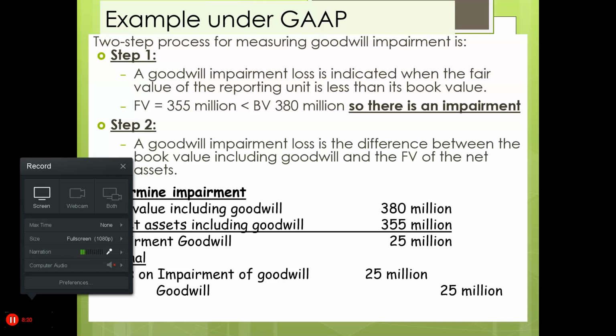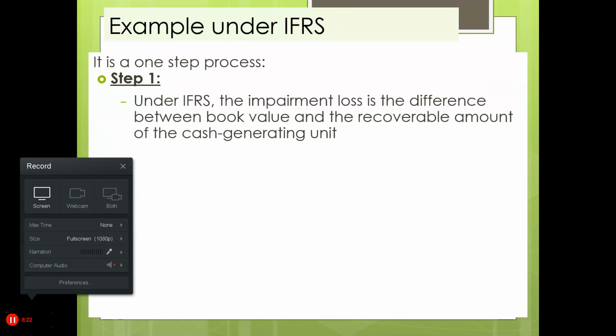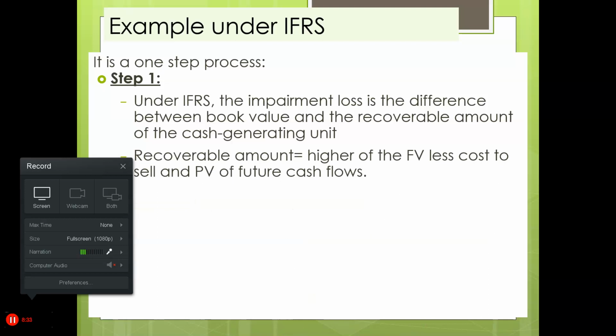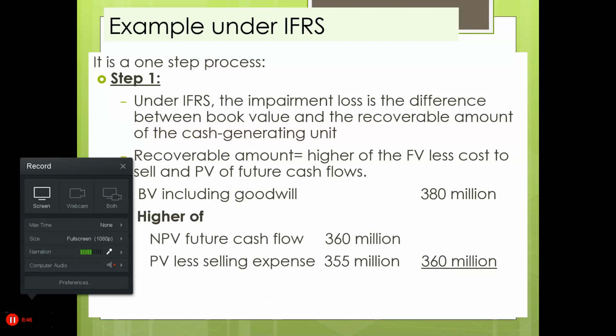Now, what does it look like under the international standard? Under IFRS, the impairment loss is the difference between the book value and the recoverable amount of the cash generating unit. Recoverable amount equals the higher of the fair value less cost to sell and the present value of future cash flows. So, the book value including goodwill is $380, and we're going to pick the higher of the present value versus the fair value less selling expenses, and that tells us that we have a $20 million impairment under the international standard.